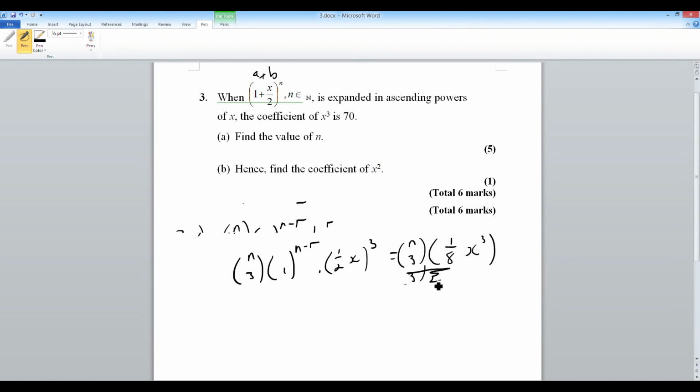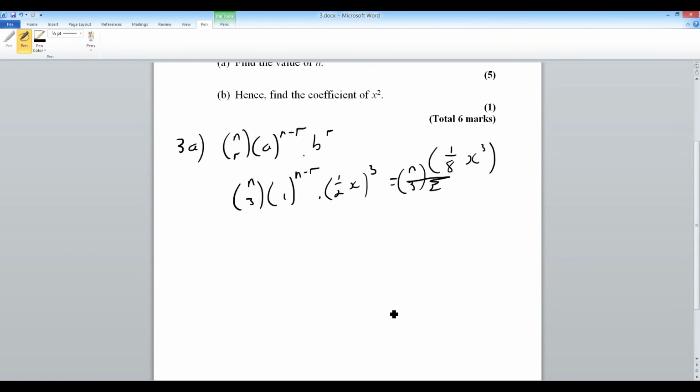So then what I can do is say, if I know that the combination nC3 multiplied with 1 over 8 is supposed to be equal to 70, the coefficient is given. Now this 1 over 8 is actually nC3 divided by 8, so I'm going to multiply with 8 on the other side. So nC3, this combination, is equal to 560.